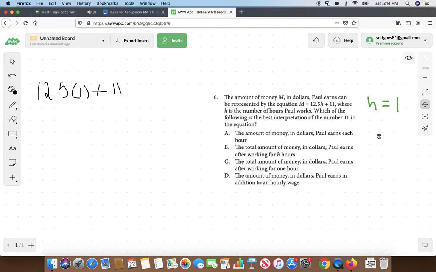Okay. So then that'll just be 12.5 times 1 is 12.5. Anything times 1 is itself.